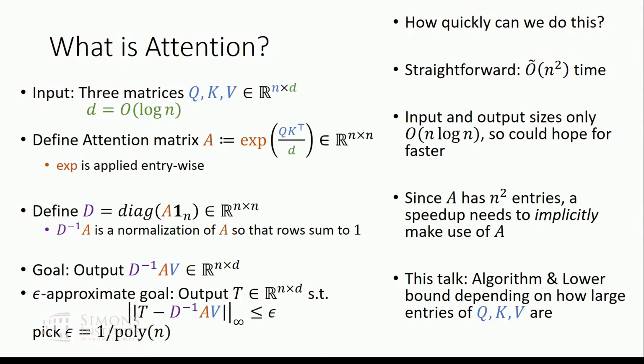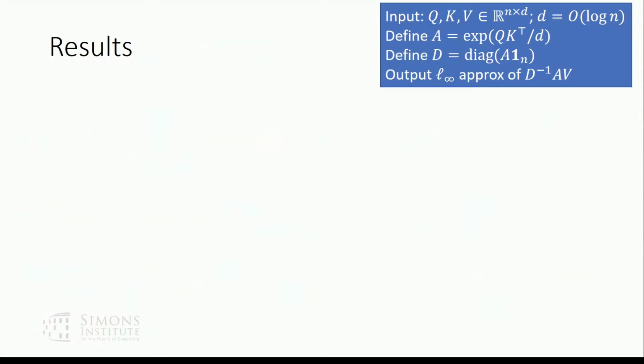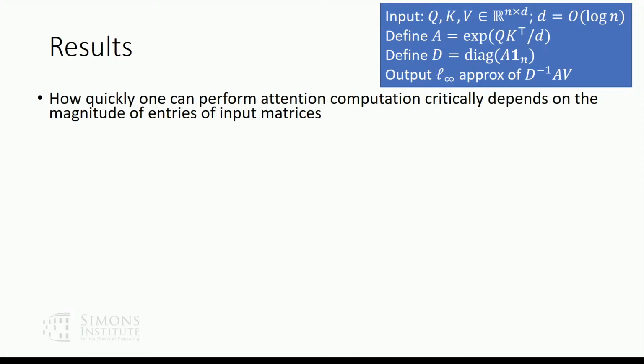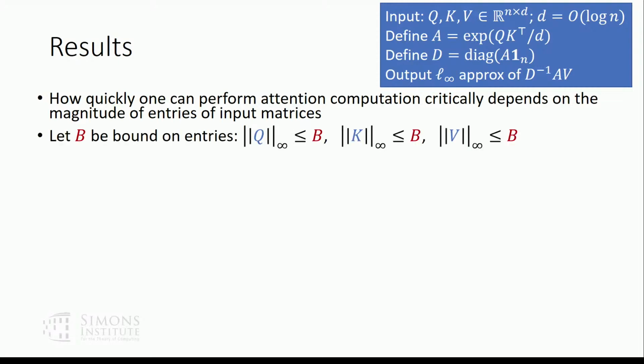Okay, so here's more specifically our results. Throughout a lot of the talk, I'll put this blue box here to remind you what the definition of the question is. Our main result is that how quickly you can perform this attention computation critically depends on the magnitude of the entries of the input matrices. Let me call that magnitude B. B is some number, and we're promised that all three of Q, K, and V, their entries have magnitude at most B.